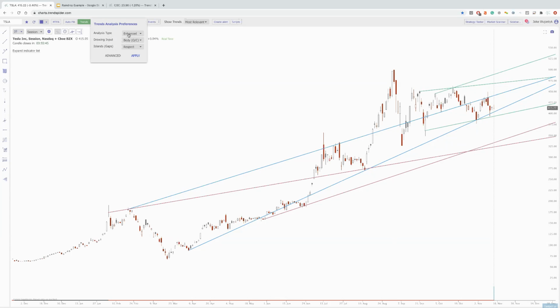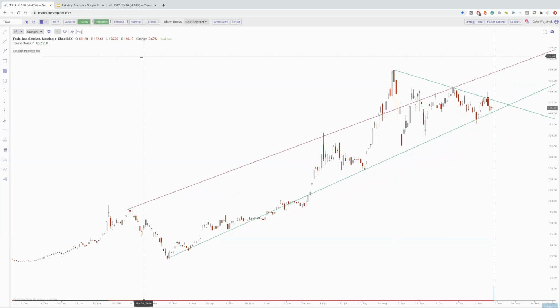Analysis type is really focused on the distance between candles. If we switch this from enhanced, which is a more sensitive setting with closer together candles, original is going to be a broader setting. You'll see that a lot of these trend lines disappear, and it's looking at the longer term trends here. So it really depends on what type of style you have. In my case, let's just do enhanced.